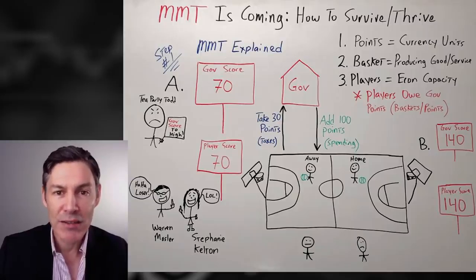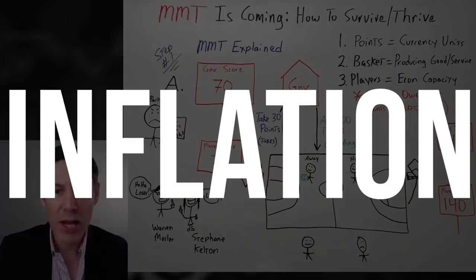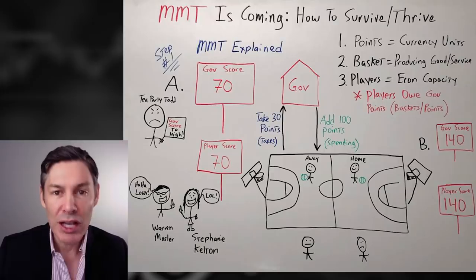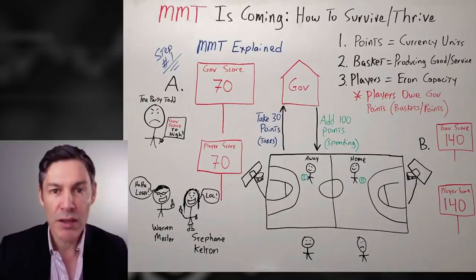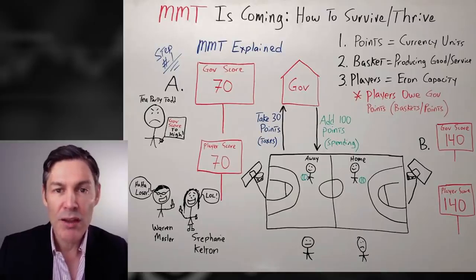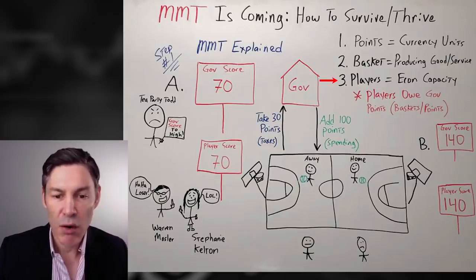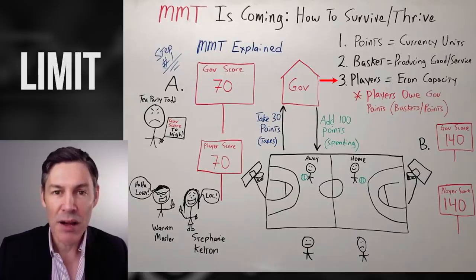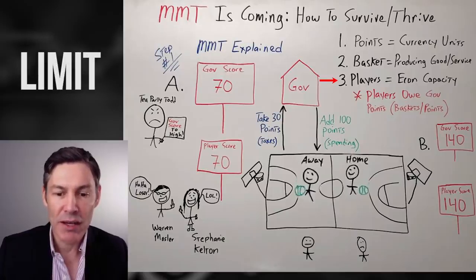What happens, though, is if the government puts too many points into the game for the amount of baskets that are made, we have inflation. If there's too little points for the game, let's say there's 100 points that the government puts into the game and they score 200 baskets, well, that's bad because that's deflation. But what about the players? In this game, there's only two, just the away guy and the home guy. So there's a limit on the amount of baskets they can make.